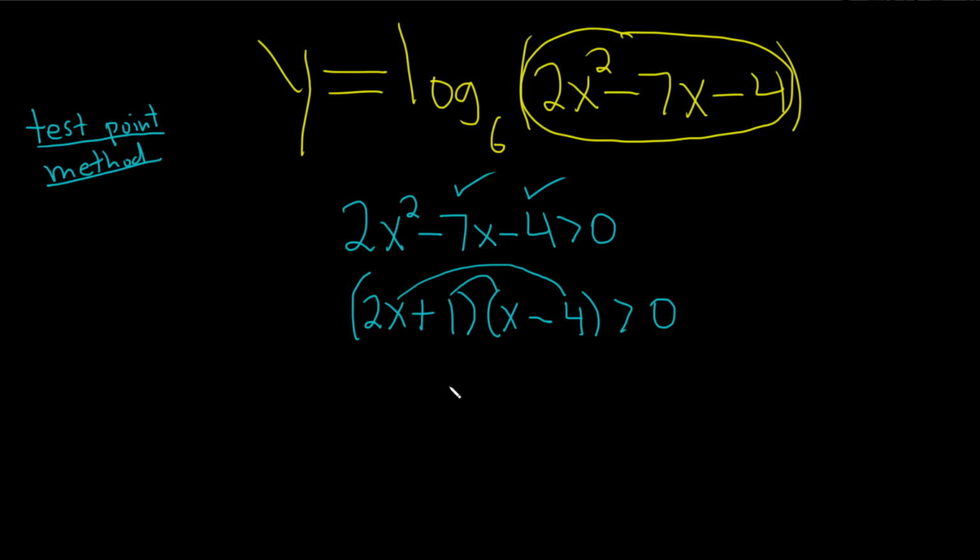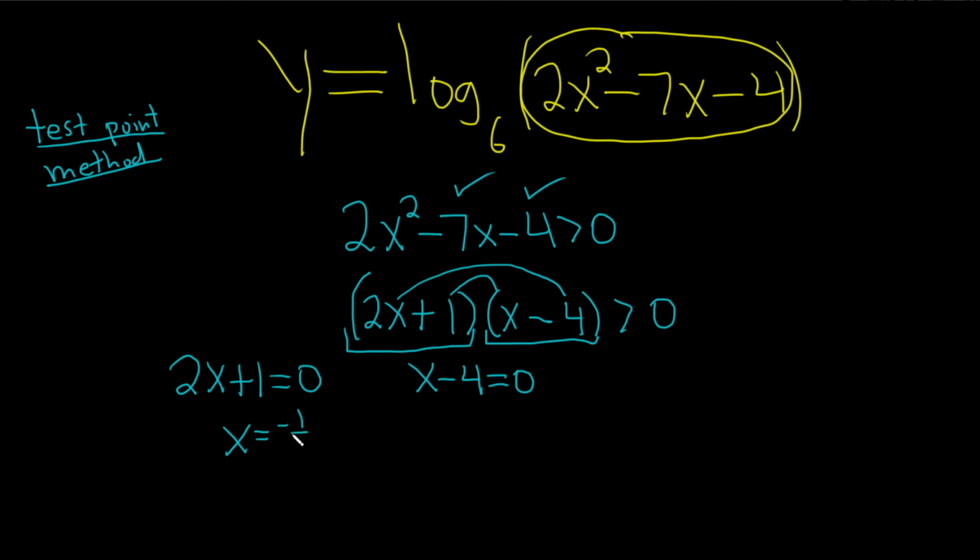The second step in the test point method is to take each of these factors and set it equal to 0. So 2x plus 1 equals 0, and x minus 4 equals 0. The reason we do this is because we're looking for the places where this expression might possibly change sign. It's not an algebraic move, right? This is just one of the steps in the method. So you factor, then you set each piece equal to 0. Subtract 1, divide by 2, it'll give you x equals negative 1/2. Add 4, you get 4.